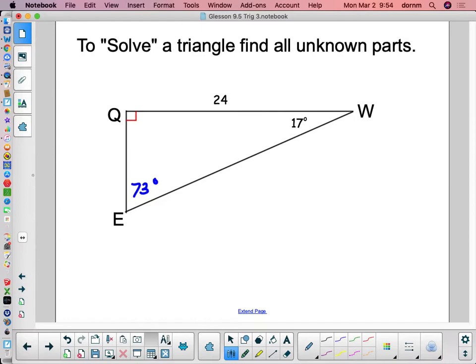That's easy. Now I've got to figure out which side I want to solve for first. Do I want to solve for QE or WE? Okay, go with QE. Does it matter which one you choose? Absolutely not. But you do have to pick. So I'm going to put my X over here. Now I have to go through my process. Pick a perspective. Is it smarter to pick the 17 or the 73? Why is the 17 smarter?